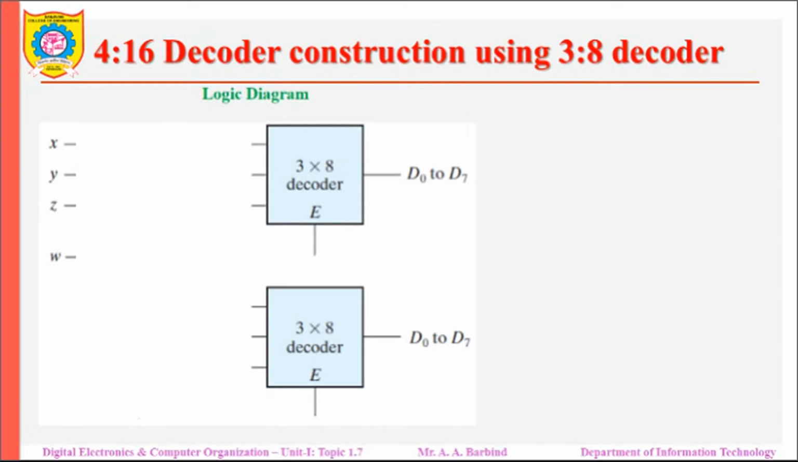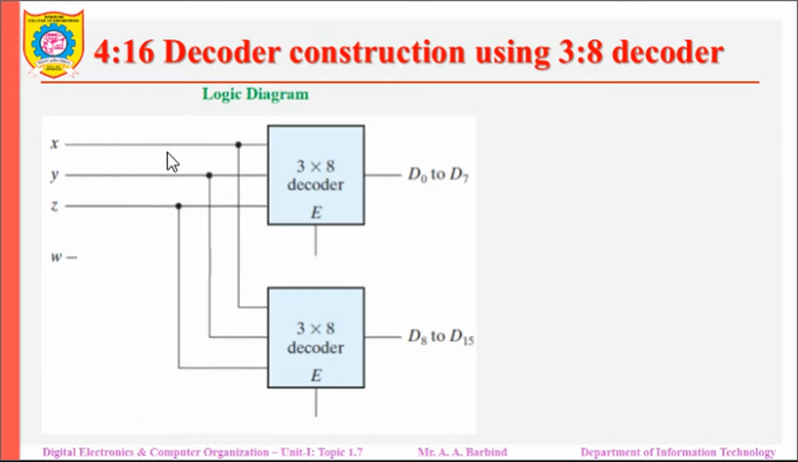Let us now see the construction of a 4 is to 16 decoder using 3 is to 8 decoders. For this purpose we need two 3 is to 8 decoders to get a 4 is to 16 decoder. So we take two 3 is to 8 decoders. Then the inputs of these decoders are connected in this fashion. The corresponding inputs are connected.